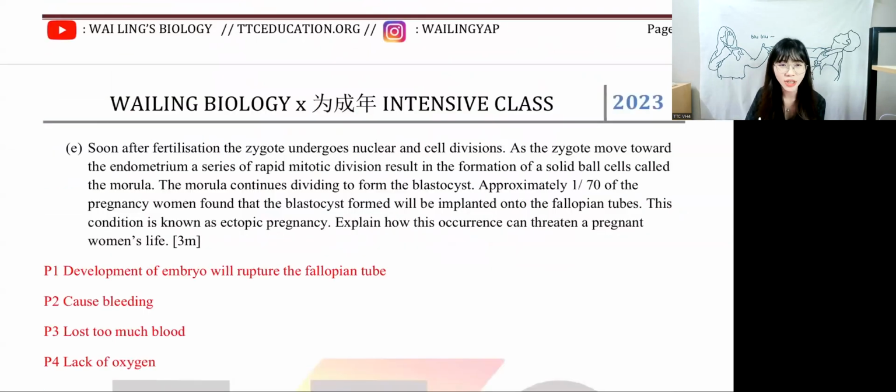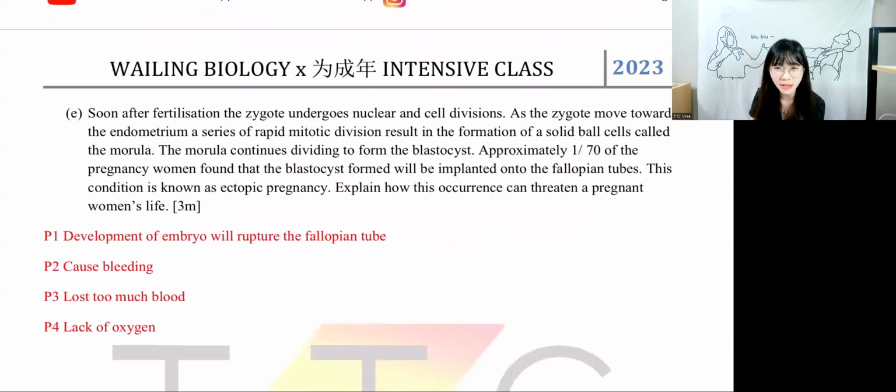Okay, next, E. Soon after fertilization, the zygote undergoes nuclear and cell division. As the zygote moves towards the endometrium, a series of rapid mitotic divisions results in the formation of a solid ball of cells called morula. The morula continues to divide to form blastocysts. Approximately 1 in 70 pregnant women found that the blastocyst formed will be implanted onto a fallopian tube. This condition is known as ectopic pregnancy. It means that the implantation is not in the uterus.